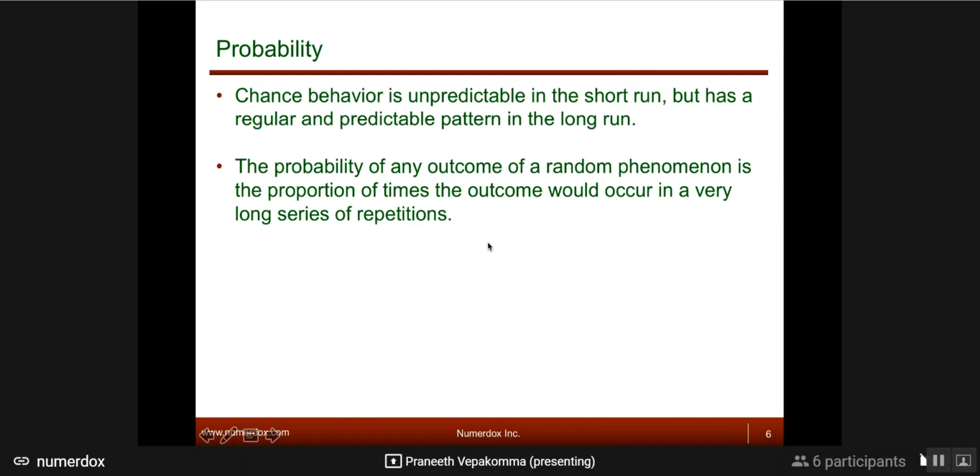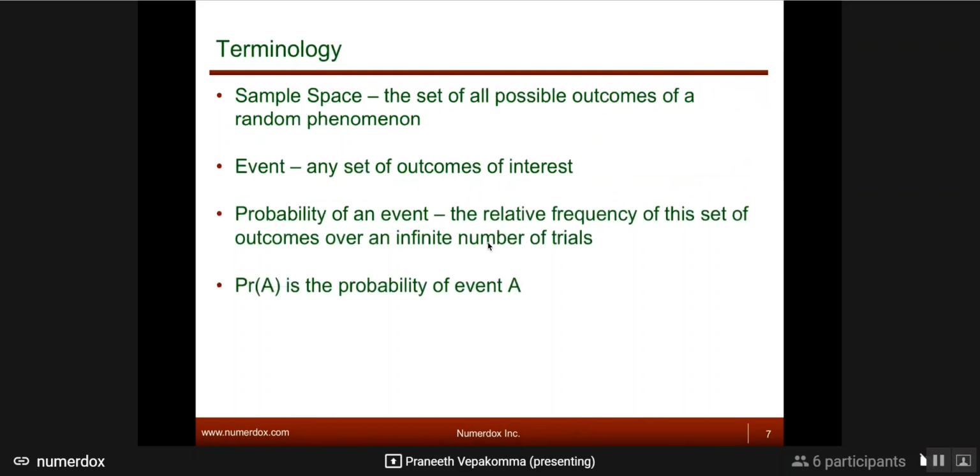Maybe if you did 1,000 trials and you got 499 heads and 501 tails, it's almost half and half. It's kind of approximating towards the truth. Maybe if you did 10,000, the proportion of heads and tails you'd get would be 0.5 each.